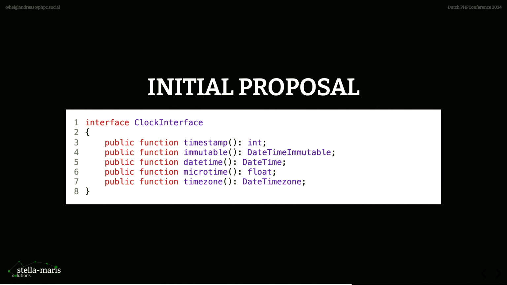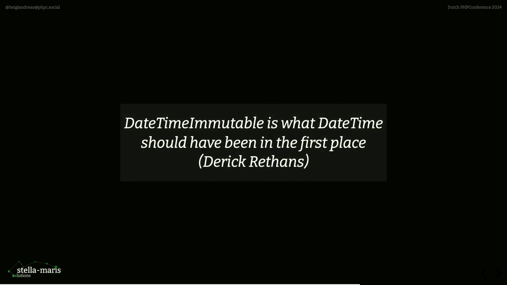So let's have a clock interface, and this clock interface should have 5 different methods. One is timestamp, which returns an int. One is immutable, which returns a datetime immutable. Datetime for a datetime object, and microtime for a float, and time zone for a date time zone. As I said, I have opinions. I'm not the only one that has opinions. I still remember Derick at one conference saying, datetime immutable is what datetime should have been in the first place. I'm very much with him on that point.